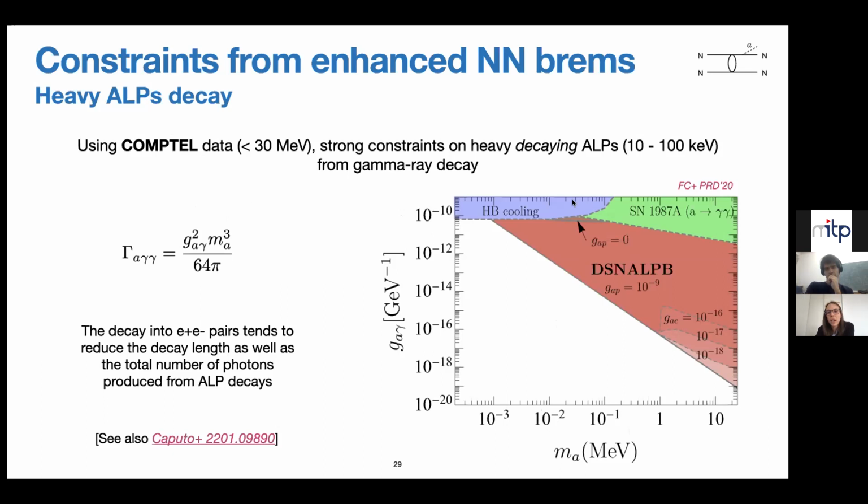If you do not consider any coupling to nucleons, notably to protons, then you can close up a small gap between the HB cooling bound and the supernova 1987A bound, while if you allow for enhanced nucleon-nucleon Bremsstrahlung production, then you can carve into the parameter space down to very low couplings for masses of the order of the MeV.